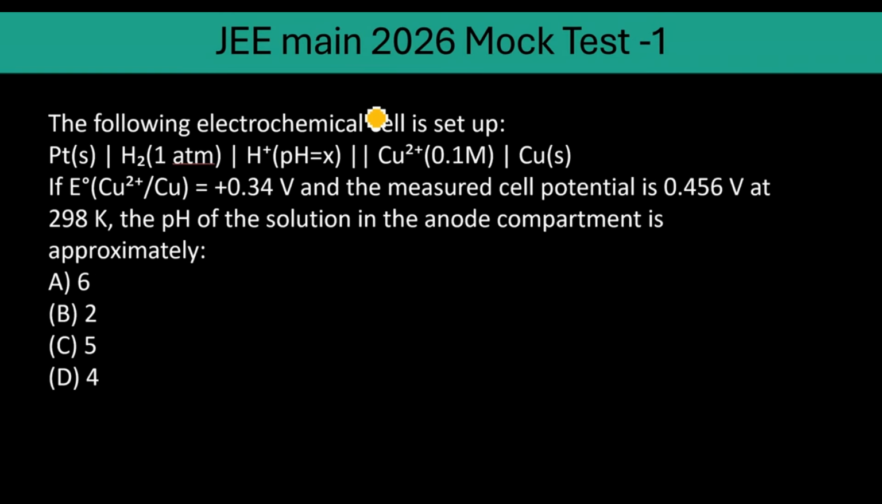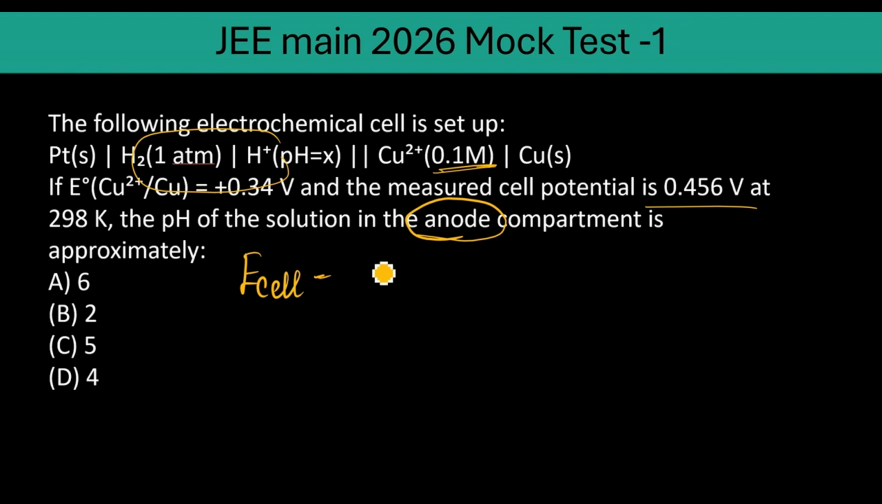The following electrochemical cell is set up. Platinum and hydrogen electrodes are used with copper 2+. Copper 2+ concentration is given, and E naught value is also given, and the measured cell potential is 0.456 volt at 298 Kelvin. The pH of the solution in the anode compartment is? So the anode compartment is where the oxidation happens. In this cell, where can the oxidation happen? For hydrogen, correct? So let's see one by one.